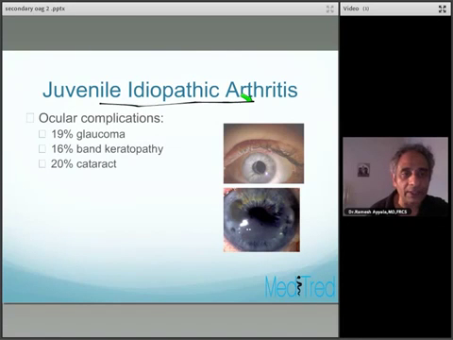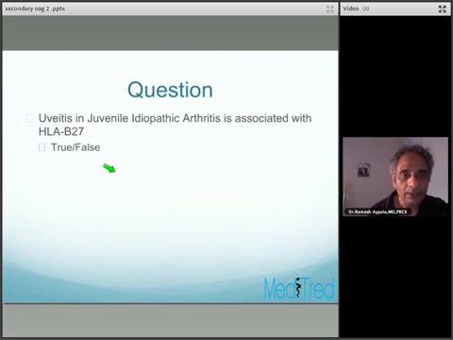The ocular complications of JIA include 20% incidence of glaucoma, 16% incidence of band keratopathy, 20% incidence of cataract. So just remember 20% of glaucoma, band keratopathy, and cataract. So all the three anterior segment disease processes are seen in this disease process. There are several questions that are phrased out for you, so you can remember JIA in relation to glaucoma much better from your exam point of view.